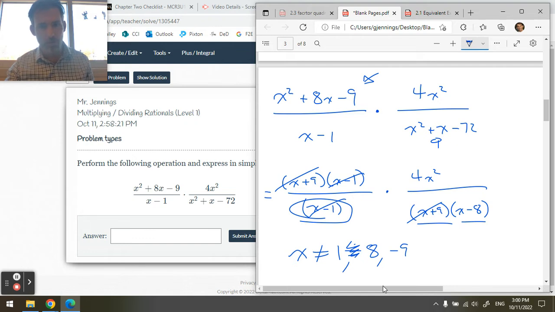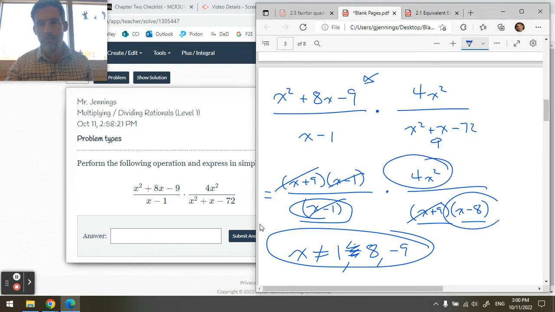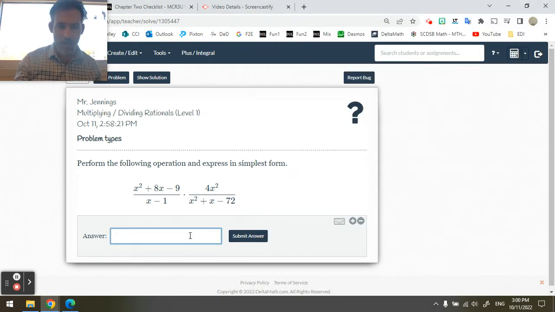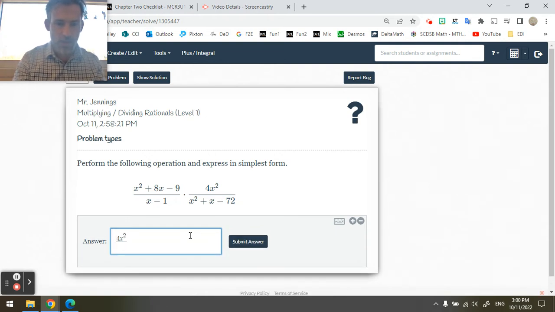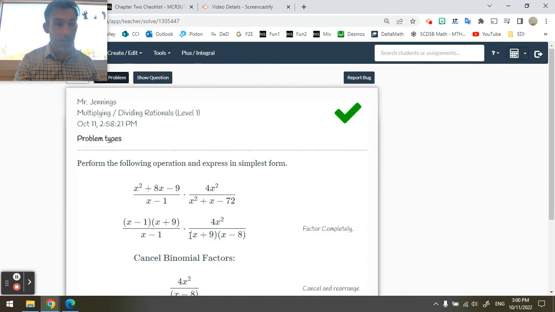So those are our restrictions on x, but Delta Math doesn't care. Delta Math just wants 4x squared divided by x minus 8. So write that in. 4x squared divided by x minus 8. Hooray! Don't forget to pat yourself on the back.